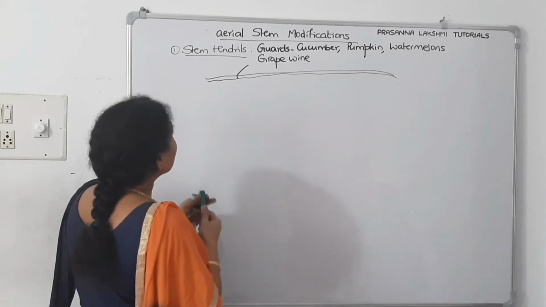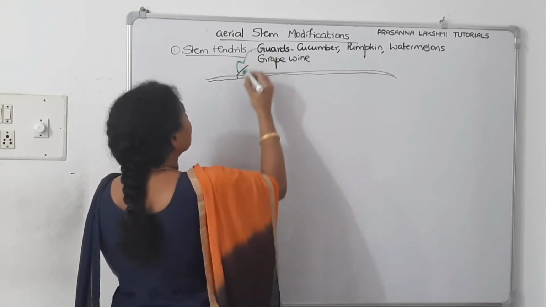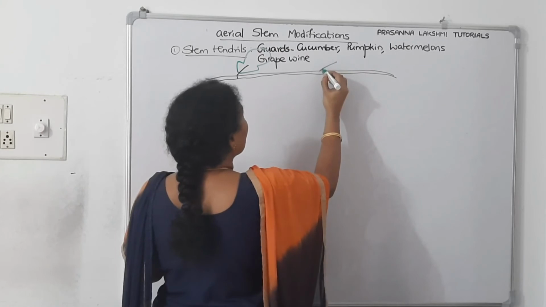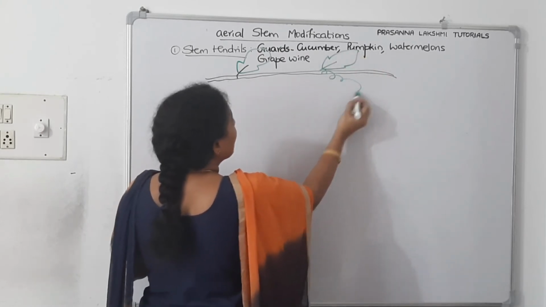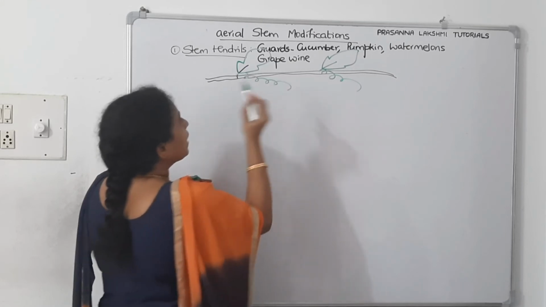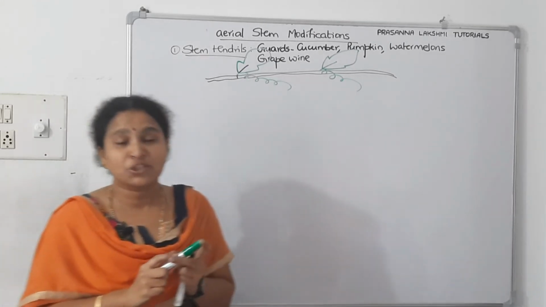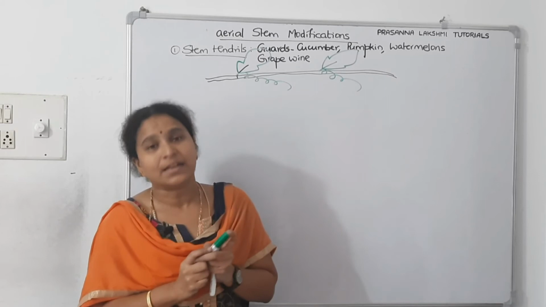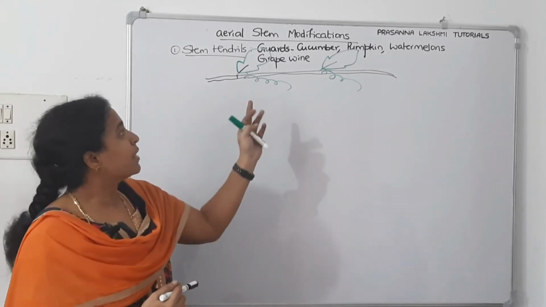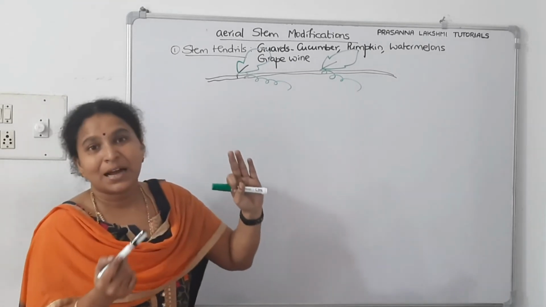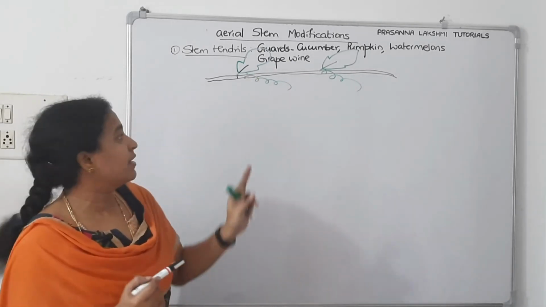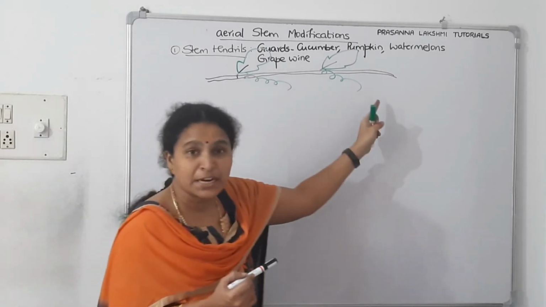And from the axil, this is a leaf, a big leaf. Gourds usually will have a big leaf. From the axillary bud, it has a tendril to give additional support because the stem is weak. So then it is called stem tendrils. Examples are pumpkin, watermelon, cucumber, bitter gourd, bottle gourd, all those things, and grapevine. The axillary bud is modified into a tendril here.